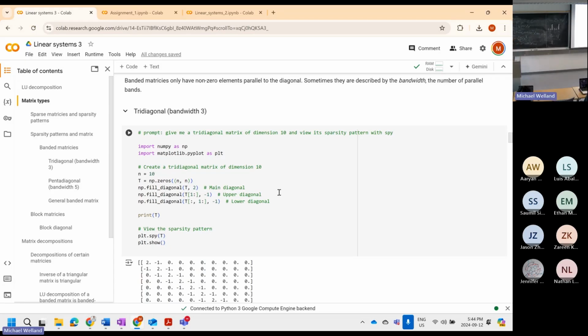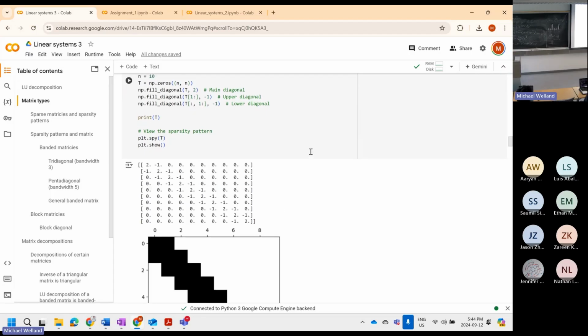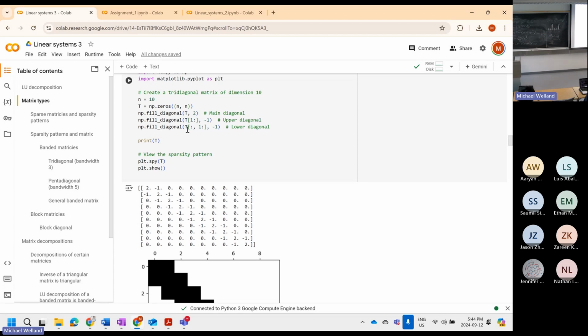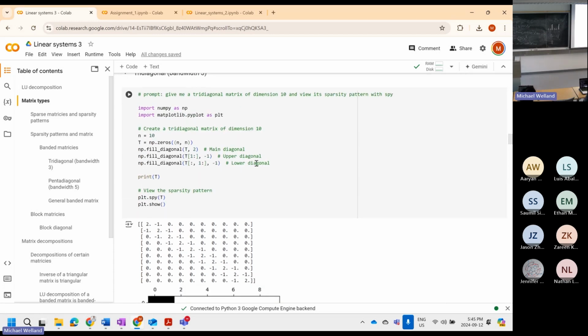All right. Here's an example of a tri-diagonal matrix. Note how I'm constructing these. And by I mean Gemini, right? Because you're going to need this in the assignment.